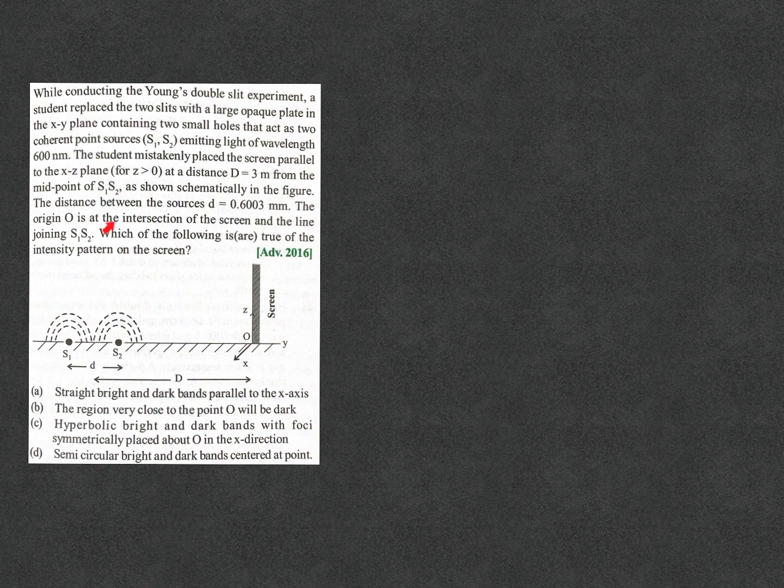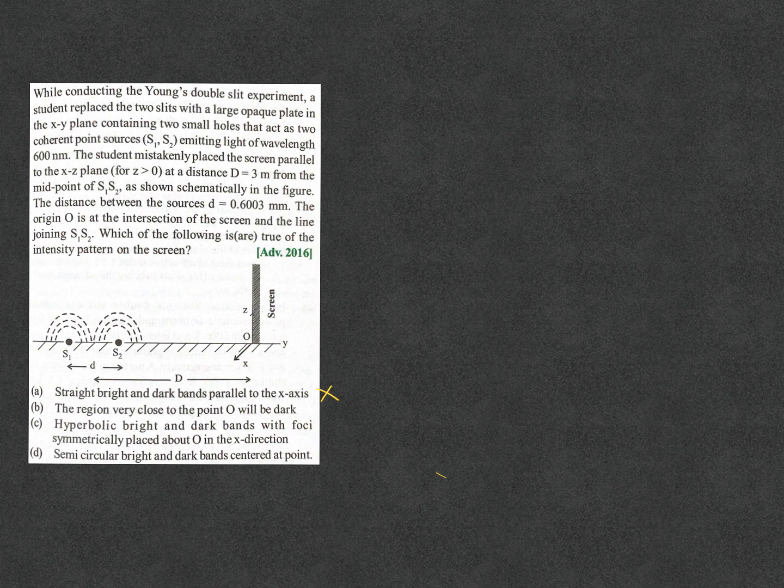So origin O is the intersection of the screen and the line joining S1 S2. Which of the following are true? Straight, bright, and dark bands. No, straight will not be formed because they are no longer slits or line sources. They are rather point sources.